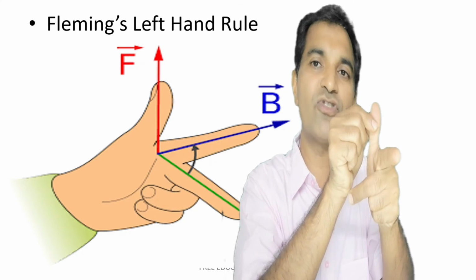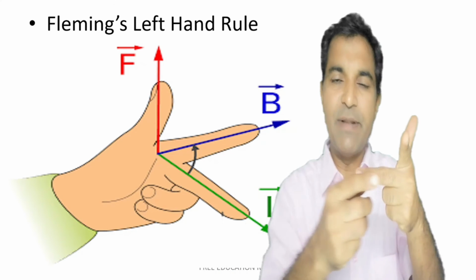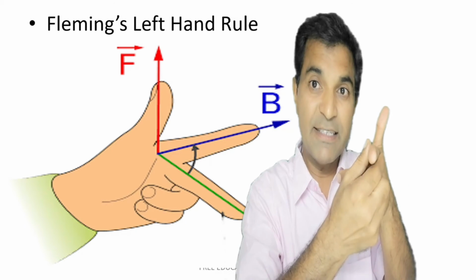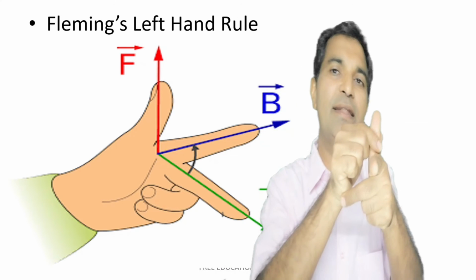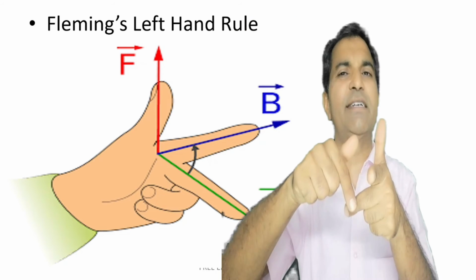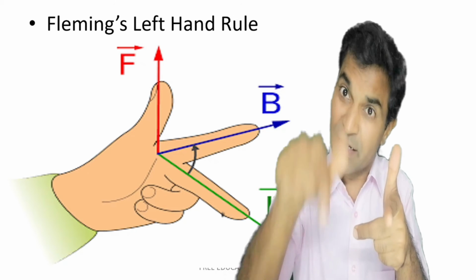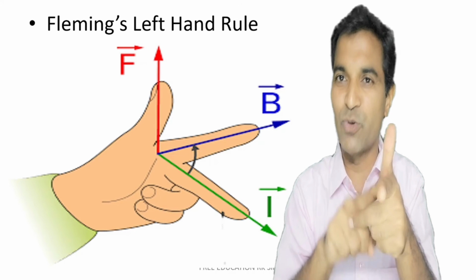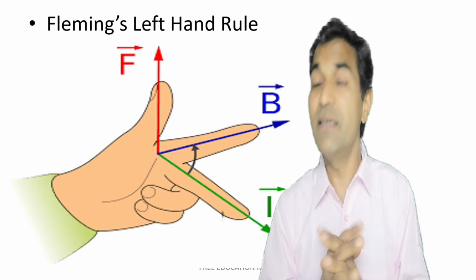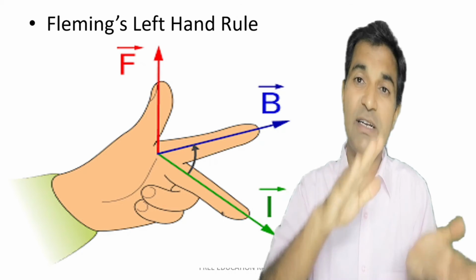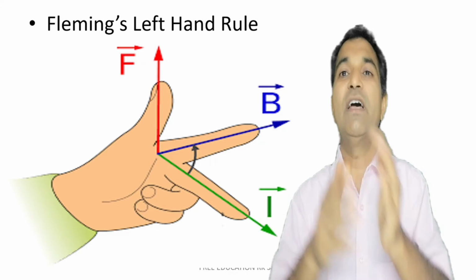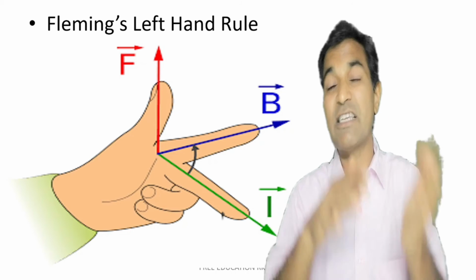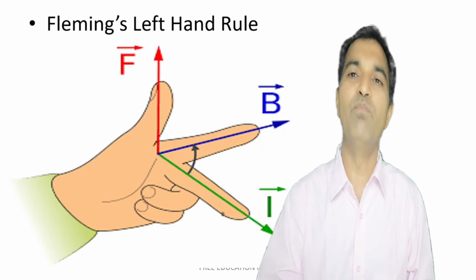thumb represents motion. Okay, so if the direction of current is given by central finger, and the direction of the field, that is magnetic field, is given by forefinger, then the direction of the force which will be exerted on that conductor carrying current in a magnetic field will be given by Fleming's left hand rule. So with the help of this rule, you can find out the direction of the force in which the conductor will experience a force so that it will start moving.